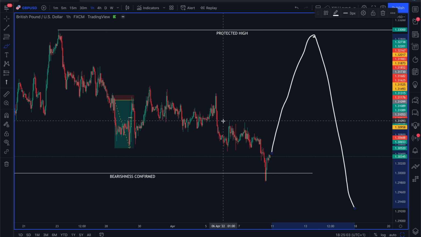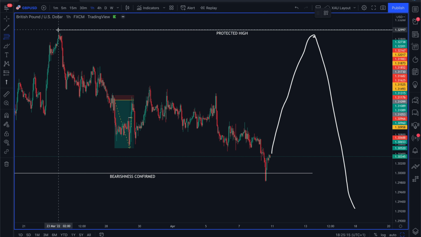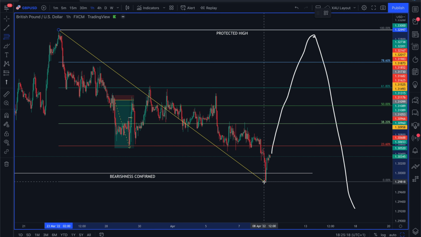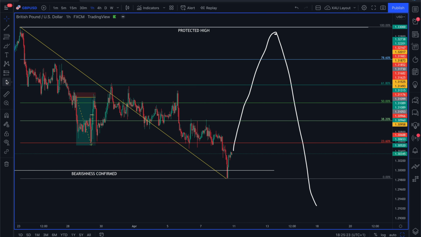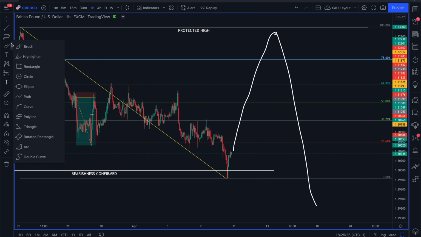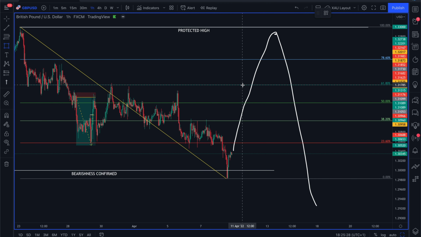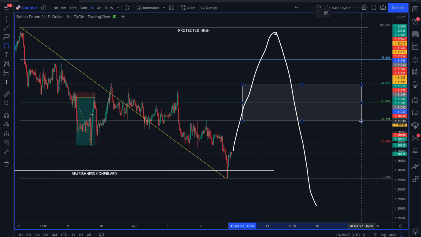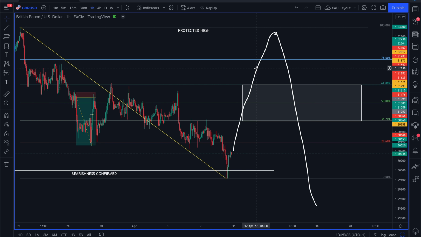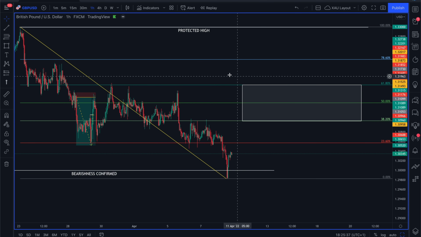What we would be looking for realistically is areas that are yet to be mitigated, any unmitigated areas, or we could use the Fibonacci, so marking our swing high to our swing low, so A to B. This then gives us our golden ratios. With this, we could get our rectangle tool and highlight these three golden ratios. So we have the 38.2, the 50, and the 61.8.